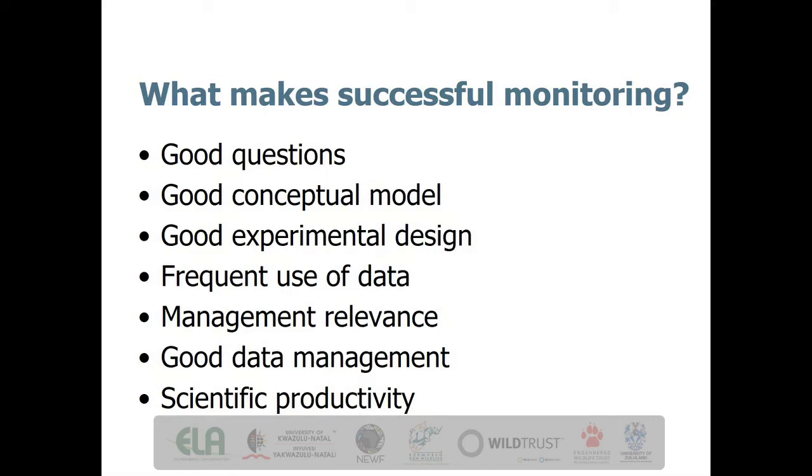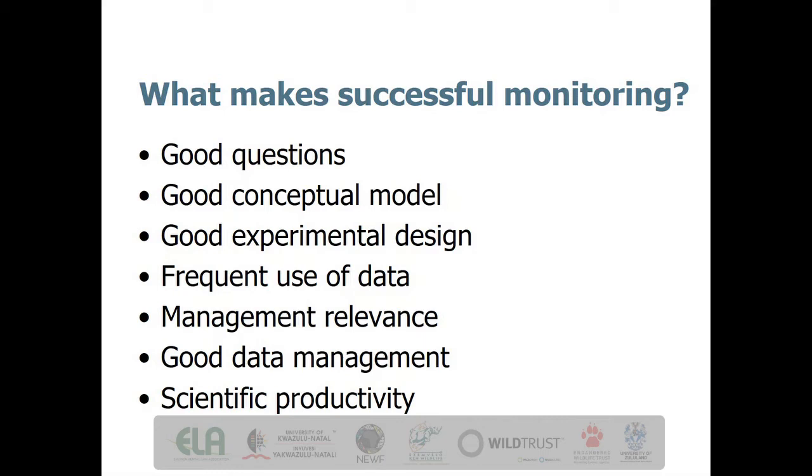Making sure that the work that you do has a high level of management relevance. Scientists are really good at answering questions, but sometimes those questions are not particularly relevant to managers. So it's really important to think carefully about what you're doing relative to what managers need to know.